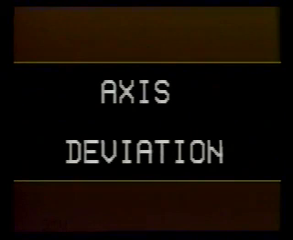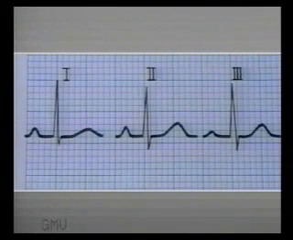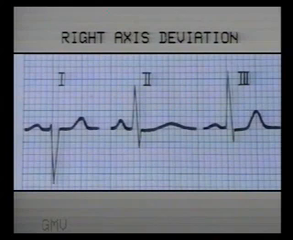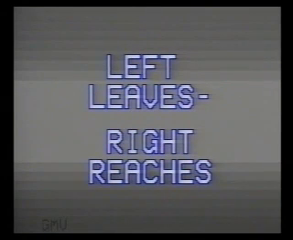Axis deviation. To look for deviation of the electrical axis of the heart, we must study leads 1 and 3. Normally, QRS complexes are predominantly upwards in both these leads. In left axis deviation, there is a prominent R wave in lead 1 and a prominent negative deflection, either Q or S, in lead 3. In right axis deviation, there is a prominent negative deflection in lead 1 and a prominent R wave in lead 3.